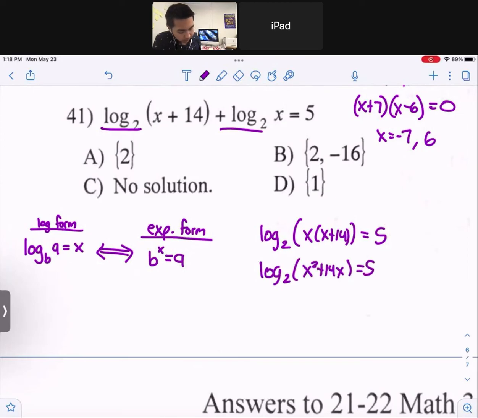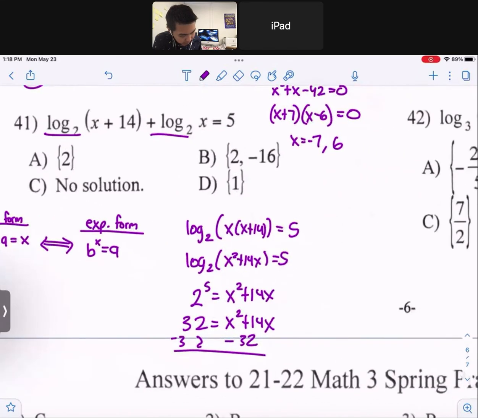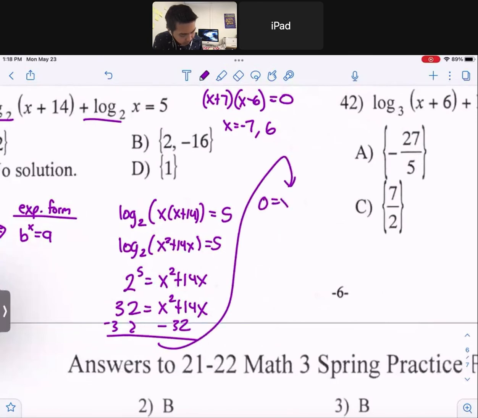Now here's the part. We have log form, so we have to convert it to exponential. Take the base, which is 2, raise it to this number, which is 5, and set it equal to this right here, x squared plus 14x. 2 to the 5th is 32. Set the equation equal to 0, so minus 32 from both sides, and we get 0 equals x squared plus 14x minus 32. Factor that, and we get x plus 16 times x minus 2. So x equals negative 16 and x equals 2.